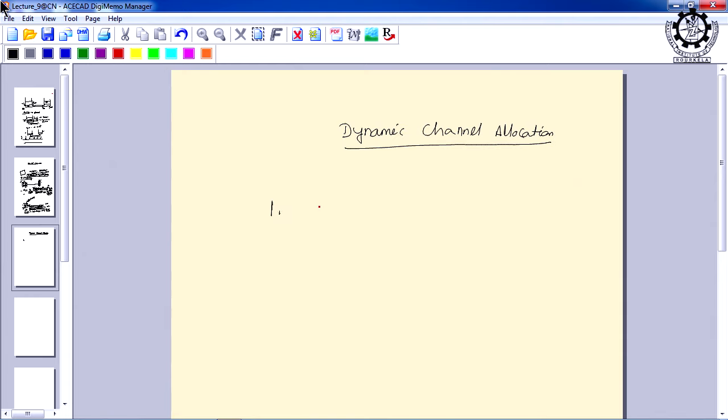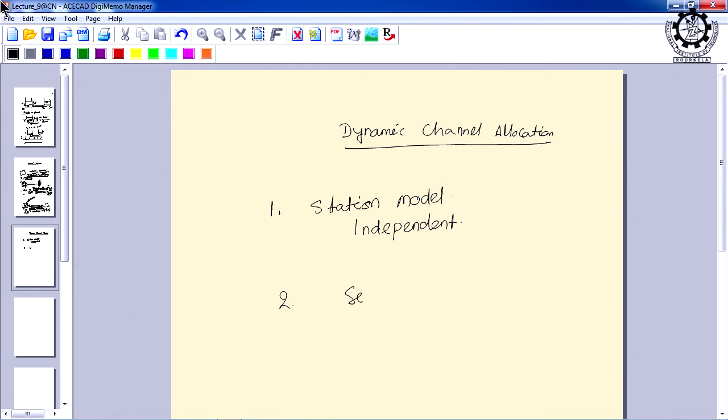So, the first assumption is what we call the station model. How do you model a station? We say that the stations or the nodes are independent. Then the second assumption is that you consider multiple stations or multiple nodes, but the channel to which they are connected is a single channel. If you have multiple channels with multiple stations, that becomes again a point to point communication. So, no point of considering MAC again, right. So, the second assumption is that you have a single channel option.